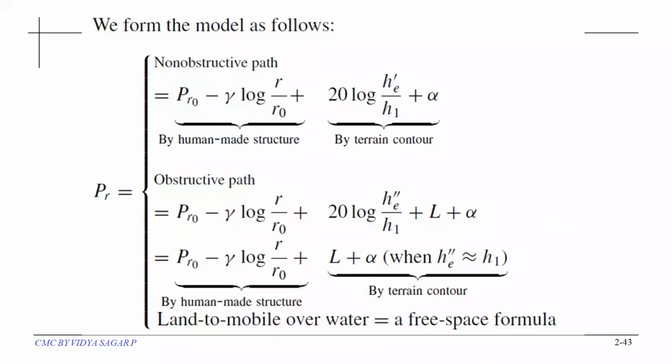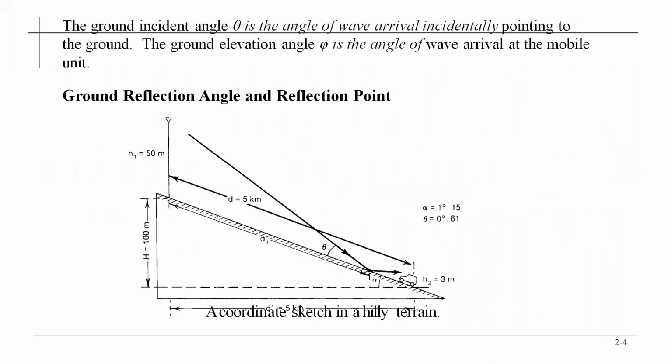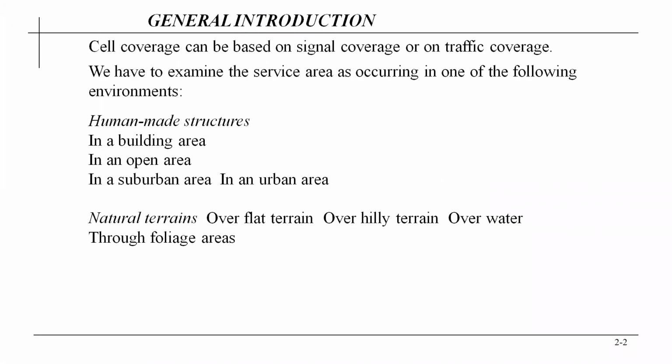Coming to the previous topic. The cell coverage can be based on a signal coverage or a traffic coverage. If the signal covers the entire area, then the cell coverage is completed. Otherwise, the cell coverage is not 100%. The service area will be predicted based on two environments. One of them is human made structures, the other one is the natural terrain.